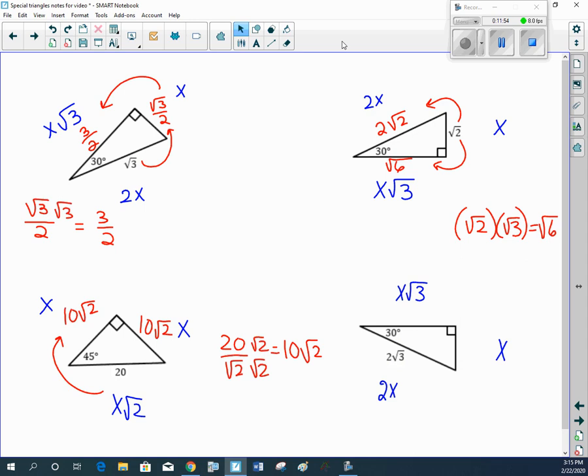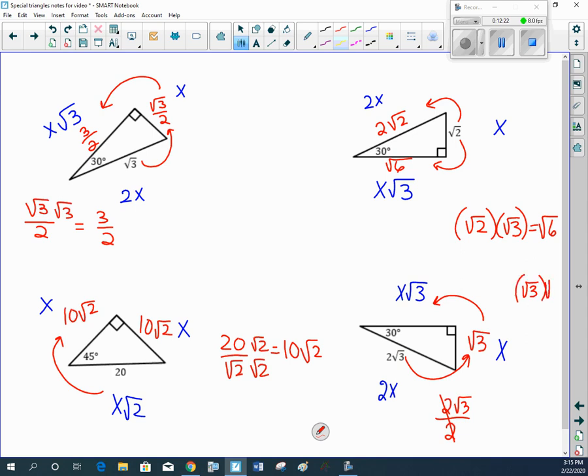So here I'm going to go shorter. So if I'm going to go shorter, what am I going to do? I'm going to divide by 2. So I'm going to take the 2 square root of 3 and divide it by 2. Well, that'll just give me square root of 3. All right, I want to go to this next side. It's bigger, so that means I need to multiply. What do I need to multiply by? I need to multiply by the square root of 3. So I'm going to take that side that I was just at, square root of 3 times the square root of 3, and that will give you 3. So that missing side is 3.